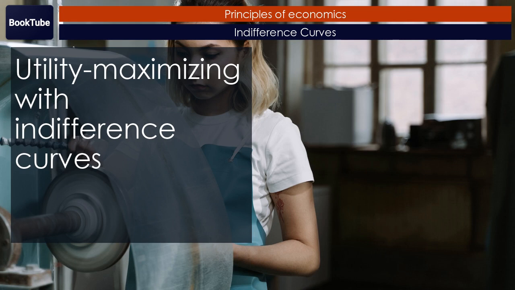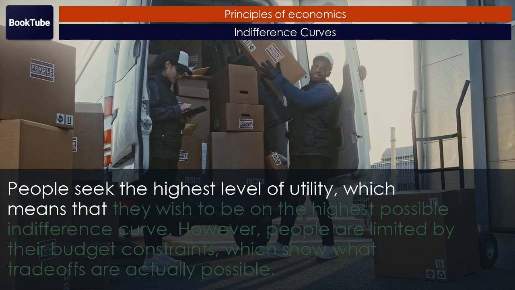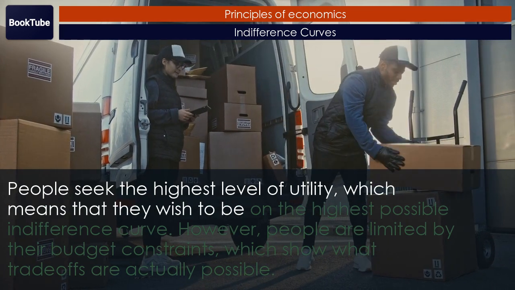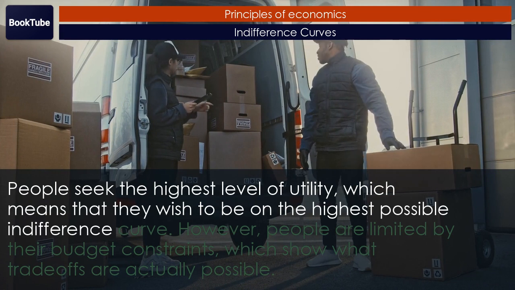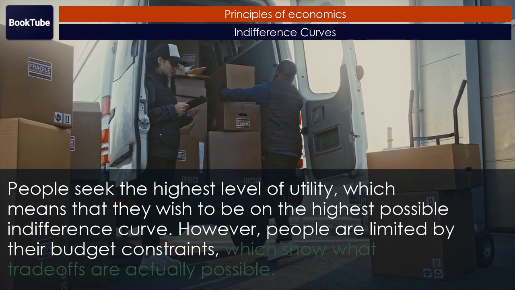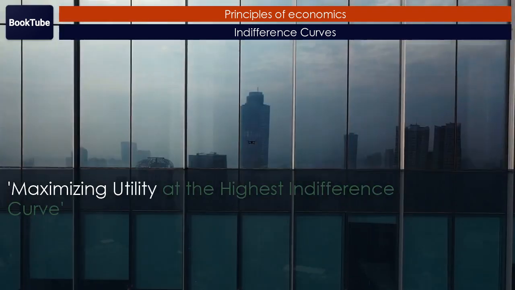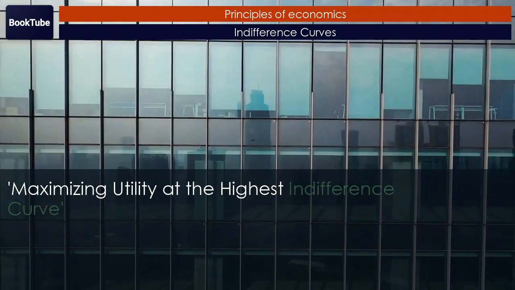Utility maximizing with indifference curves. People seek the highest level of utility, which means that they wish to be on the highest possible indifference curve. However, people are limited by their budget constraints, which show what trade-offs are actually possible. Maximizing utility at the highest indifference curve.